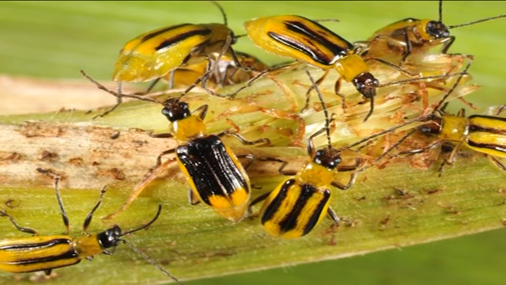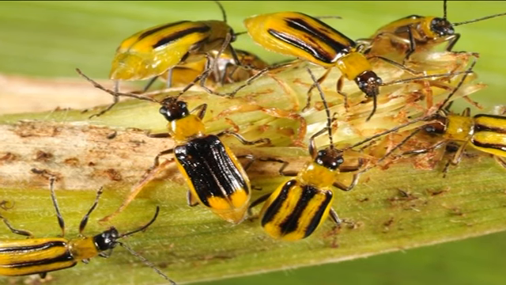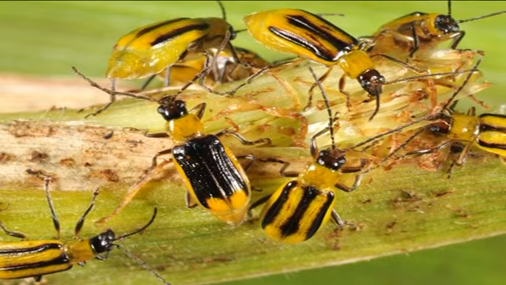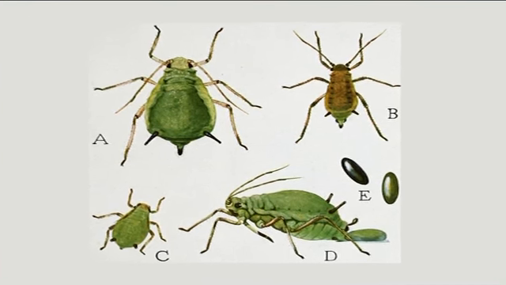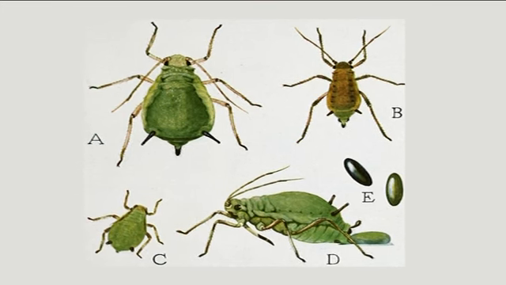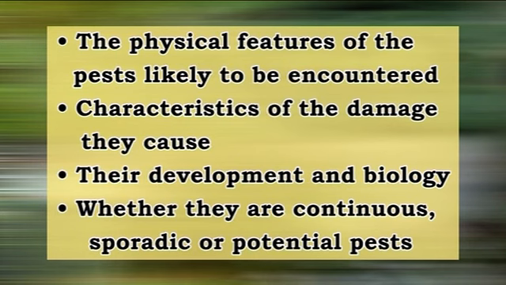Correct identification of a pest allows you to determine basic information about it, including its life cycle and the time that it is most susceptible to being controlled. To identify and control pests, you need to know the physical features of the pests likely to be encountered, characteristics of the damage they cause, their development and biology, whether they are continuous, sporadic or potential pests.